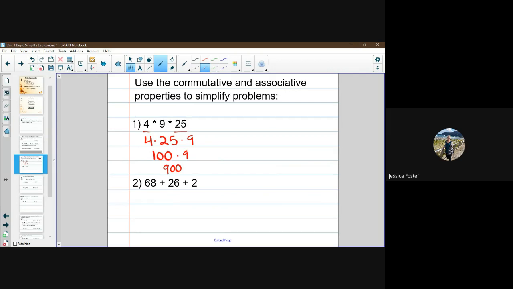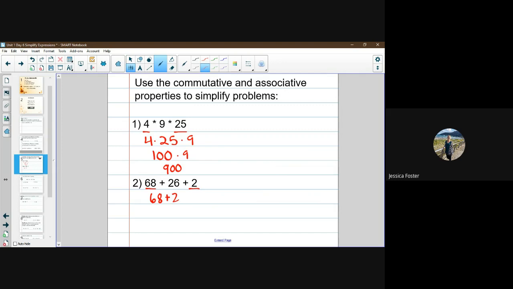Same idea here with addition. Usually I like to look for groups of 10. Yes, I could add 26 plus 2 and get 28, and then add 28 plus 68. But if I notice and look for different ways that I can group and make a nice even number, I can do 68 plus 2.